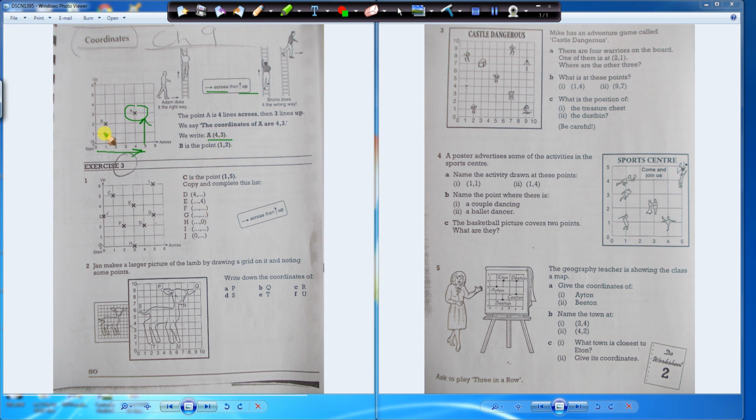Now, what's B equal to? (1, 2). That's B over here. That's lovely. Now you've got all these letters over here. We need to put the coordinates in. So let's do a couple of them together.